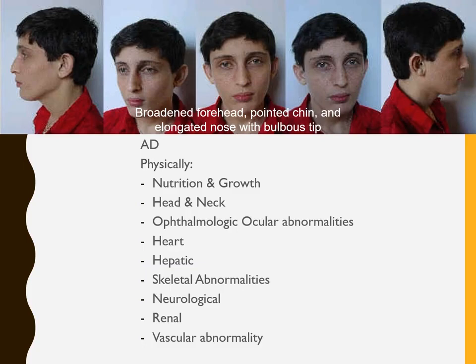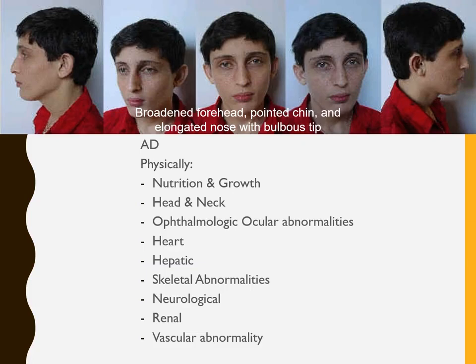Here you can see one of the congenital causes for cholestasis. This is an autosomal dominant disorder. Those patients will have a broadened forehead, pointed chin, and elongated bulbous nose. Usually those kids would have malnutrition and growth failure due to the fat malabsorption.